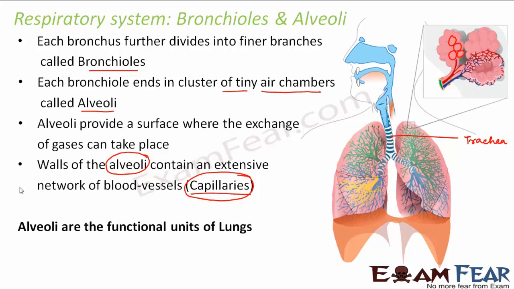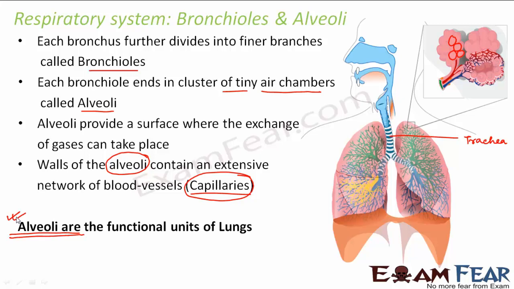That is why alveoli are called the functional units of the lungs. Whatever we studied in the respiratory system, we saw that the purpose of the respiratory system is the exchange of gases. Correct? And this exchange of gases does not take place in the nostrils, nasal cavity, trachea, bronchi or bronchioles. The actual exchange of gases takes place in the alveoli. So they are the functional units of the lungs. All other parts of the respiratory system only help in the passage of air. They help the air to reach the lungs.